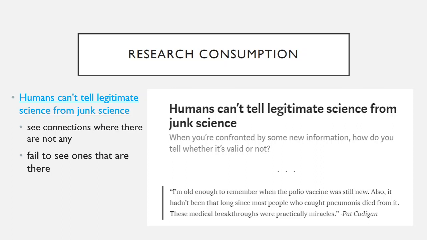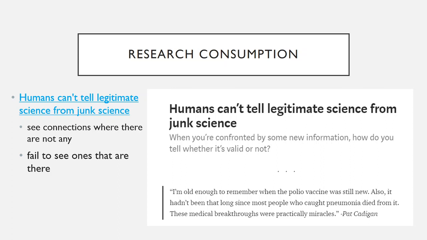So, for example, we often see connections where there are not any, while we fail to see the ones that are there. A really important example of this, and how both of these failings can have some pretty dire consequences, is the anti-vax movement, for example. The movement or phenomenon of people who don't trust the safety or efficacy of vaccines. That is an entire movement based on scientific illiteracy. Vaccines are perfectly safe and they have saved untold numbers of lives since their advent.